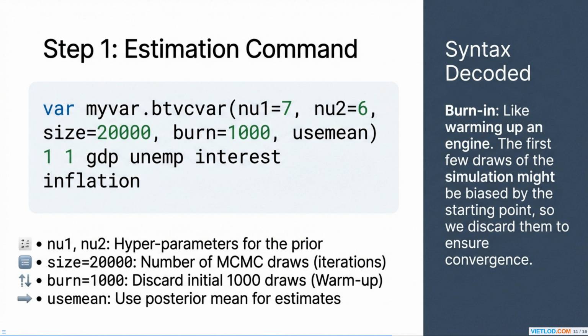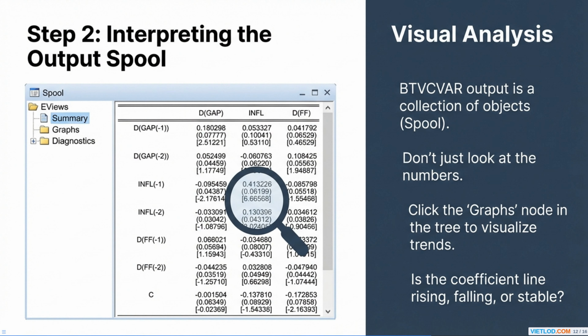The command var myvar.btvcvar, size equals 20,000, burn equals 1,000, 1 GDP EMP interest inflation creates a BTVCVAR object named myvar with one lag for the four specified variables, running 20,000 iterations and discarding the first 1,000. Once the command is executed and the estimation is complete, EViews will generate an output object. Let's see how to interpret it.